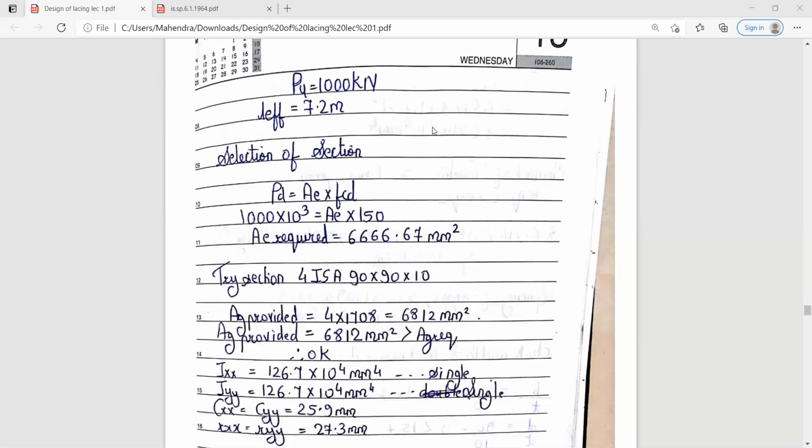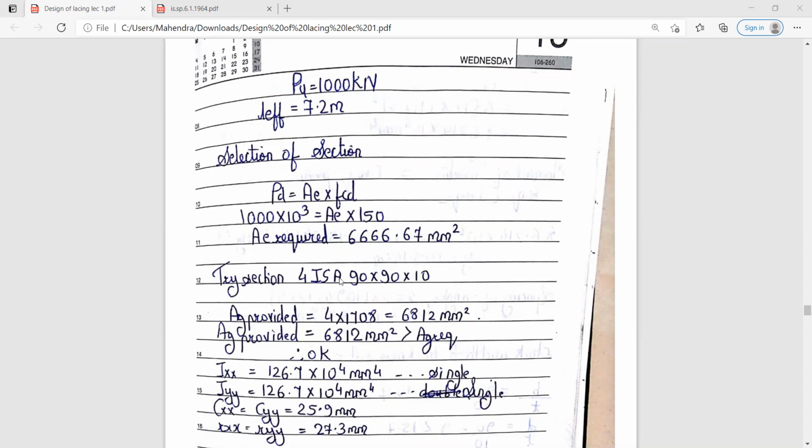6.67 mm square. Now so you have to select the angle section. So ये एरिया से ज्यादा एंगल एरिया किसका है? That is of the angle section 90 by 90 by 10. So you will try the section that is 4 ISA 90 by 90 by 10. उसमें से you can calculate the value for AG provided, that is the area provided.